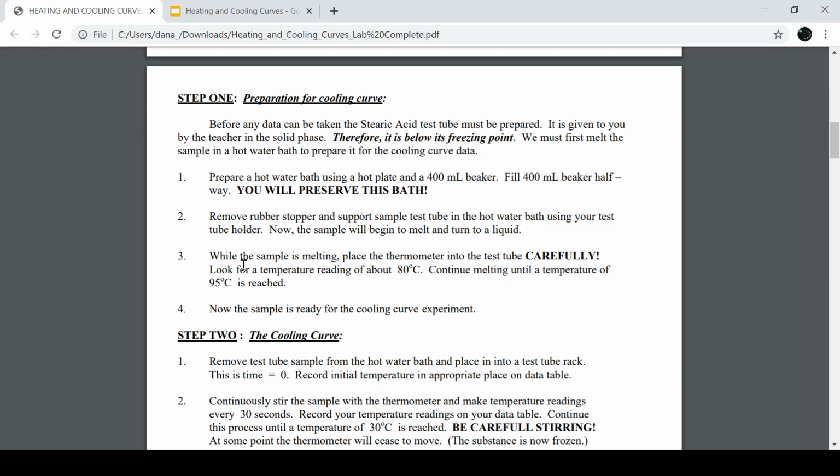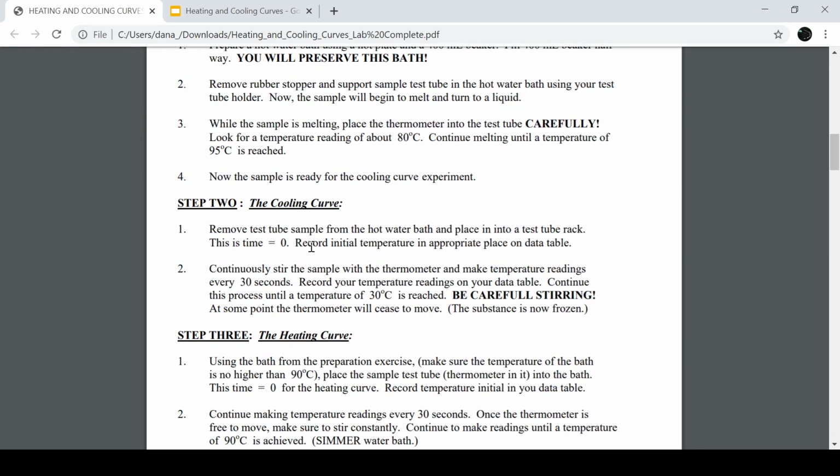Then what we're going to do is take that test tube out of that hot water bath. And as soon as you take it out of that hot water bath, you are going to want to start your timer. That's 0. So your very first time for this is going to be 0, and at 0 it should be 95 degrees Celsius, because it's 95 degrees Celsius when you pull it out.